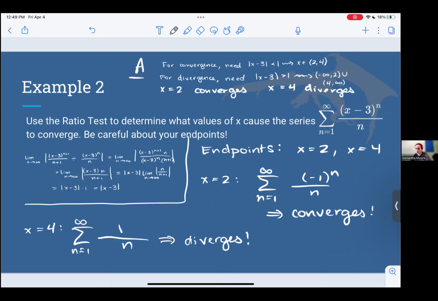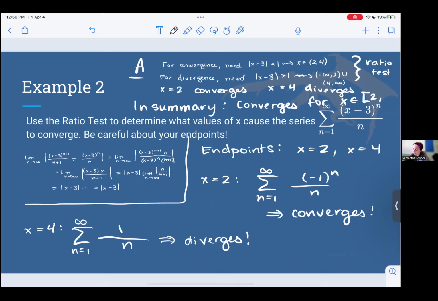So that's kind of the breakdown. The interior was the ratio test, and the other two answers came out of just looking back at the series. So in total, in summary, our answer ends up being that it converges for x in, let's see, since it converged at 2, we get to do a closed parentheses at 2. It diverges at 4, so we want an open parentheses at 4. And that is all the places where our power series is going to converge.